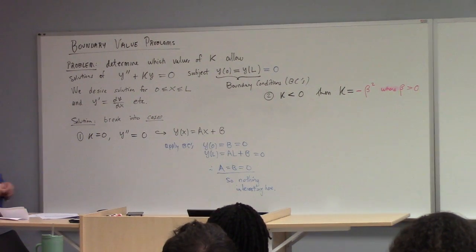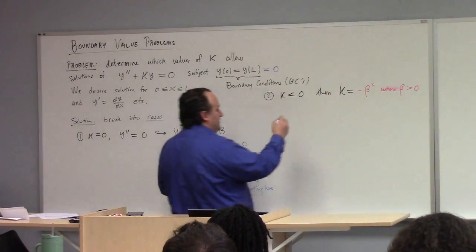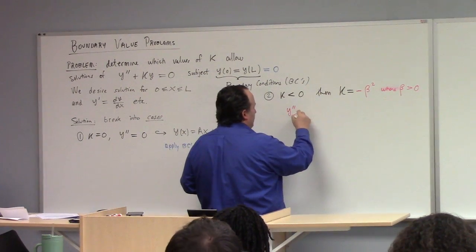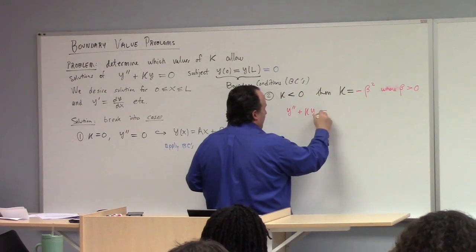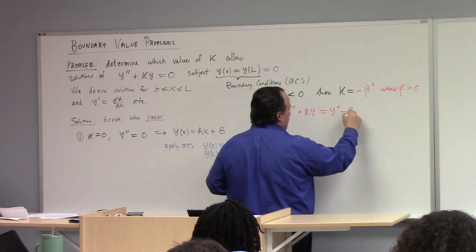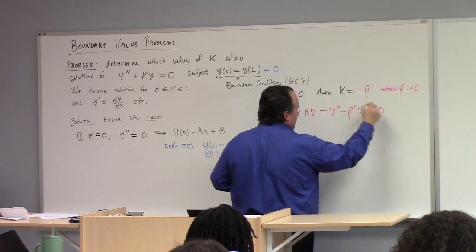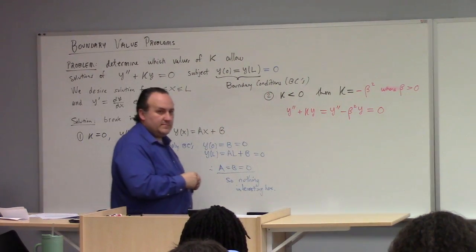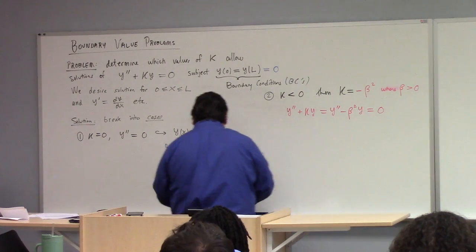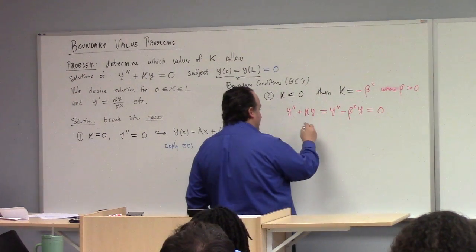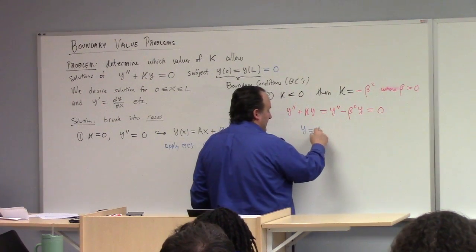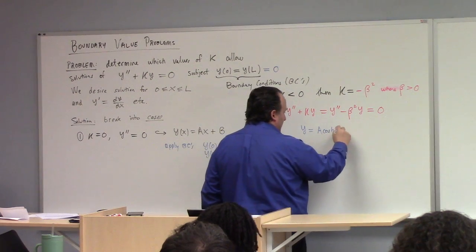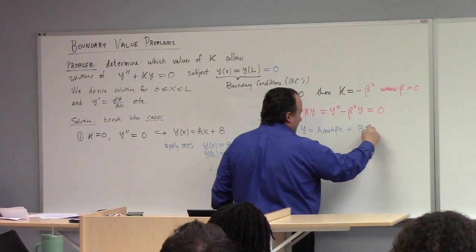Now, why would I do that? The reason I would do that is then when I look at y prime prime plus ky, I have y prime prime minus beta squared y equals 0. And I know how to solve that. The solution to that has the following form. It looks like y is equal to a cosh beta x plus b sinh beta x.